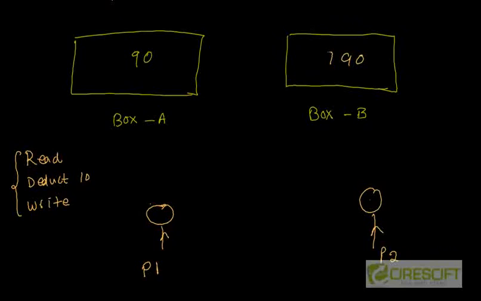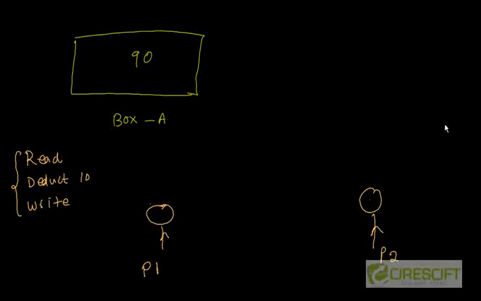Now let's do one thing. Let's remove box B, so we have only box A. Let's say to start with we have 100 here. Now I'm asking P1 and P2 to do the same operation: read, deduct, write. That means P1 goes to box A and P2 also goes to box A, the same box. Let's see what's going to happen.